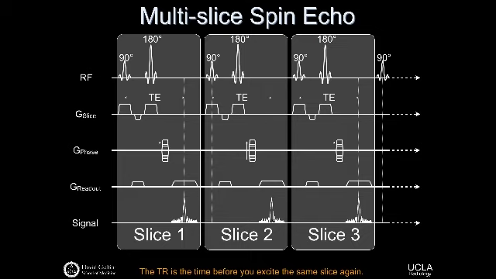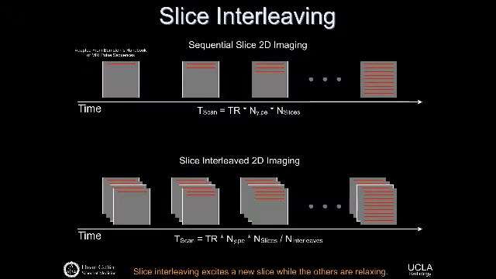And so this ends up being a really time efficient way of getting multiple slice data. The TR is really the time before you excite the same slice again, right? If I'm acquiring multiple slices, I could do 10 slices or 20 slices before I get back to the first slice again. And that first slice has just been relaxing the whole time, so to speak.